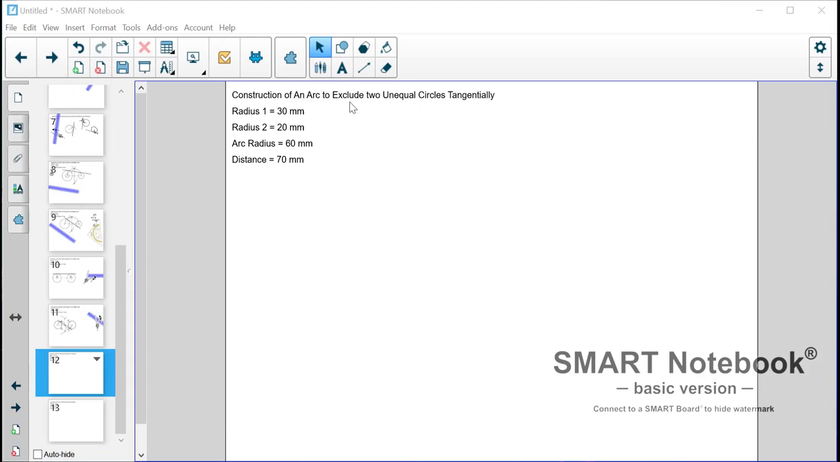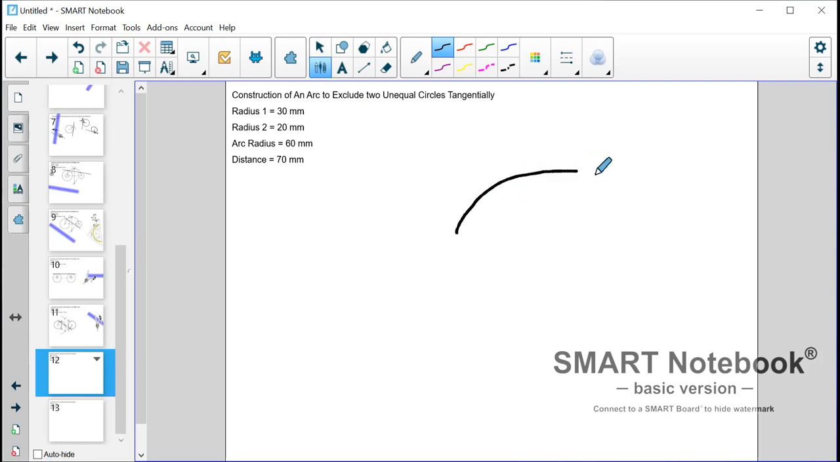And the whole idea about the arc excluding means that the two circles would be on the outside of the arc. So it's like we'll have an arc like this, and the two circles would be on the outside. Basically something like that. Of course, this part here is not correct because the arc should not cut the circle. It must only touch like this one here. So just keep that in mind.